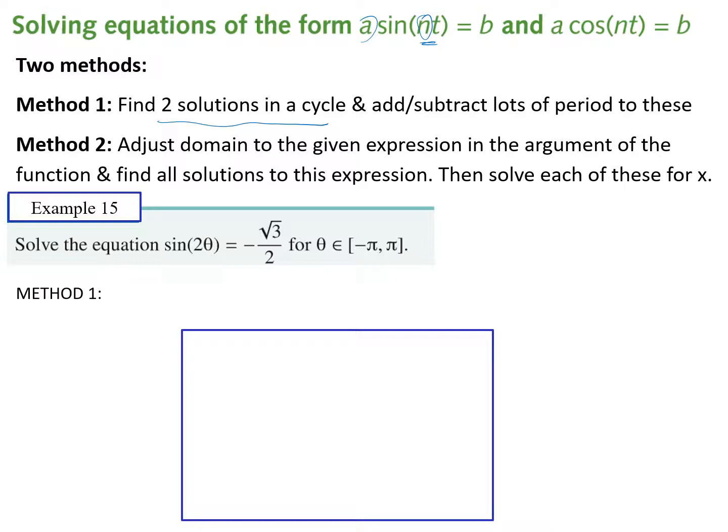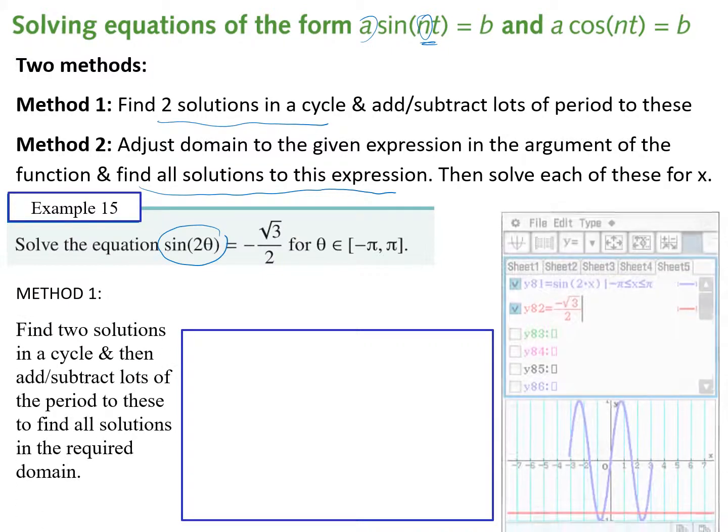In method two, you adjust the domain according to the given expression in the argument of the function, and then you find all solutions to this expression. And then you solve each of these for x. So let's look at method one. But before that, I'm going to sketch this to let you have an idea what we are actually solving. So I'm going to use my CAS calculator to do that.